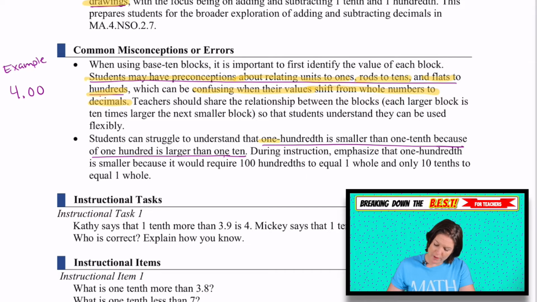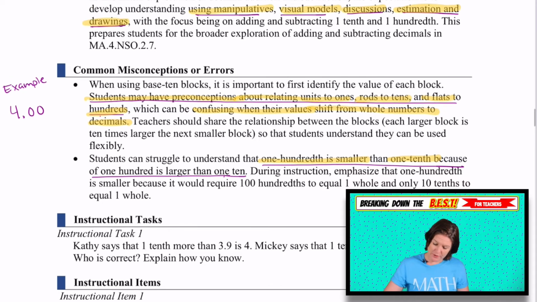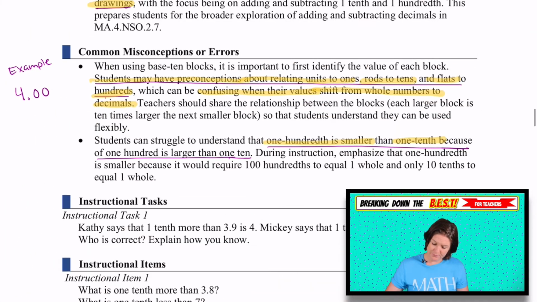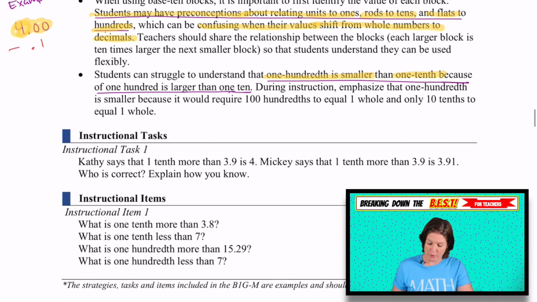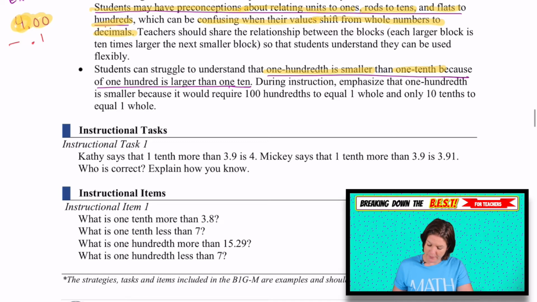Students may also struggle with 100th being smaller because they're used to a 100 being larger than a 10, but now the 100th is actually smaller than the 10th. And I made a note here with an example that they might struggle with something like this if they have 4 ones and we're subtracting 1/10, what that looks like, right? How we're regrouping there, and that's why I think it's really important to be using those base 10 blocks while we're going over that, because there will be regrouping.